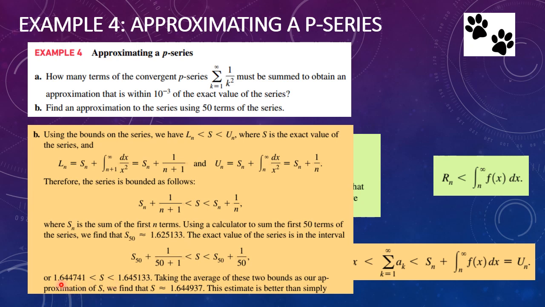So we get that the value is between 1.644 and 1.645, with more digits. Taking the average of these two gives us an approximation of 1.644937. I wanted you to see this because they're using different parts of the theorem 10.13, estimating p-series, and you need to know these parts, the upper limit, the lower limit, and of course the remainder and how you can apply them.